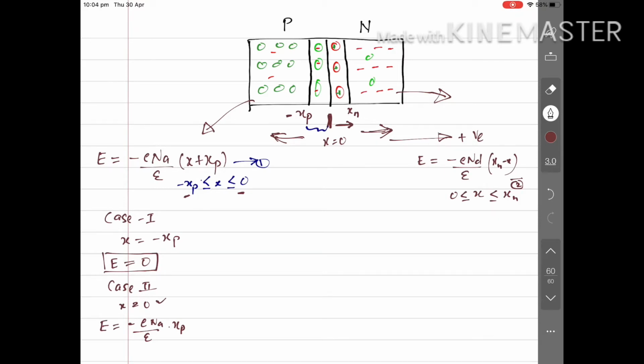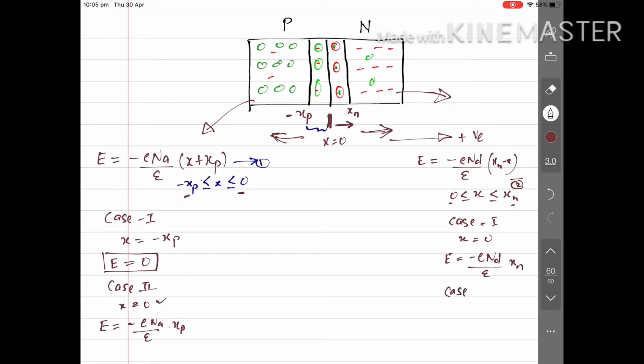Similarly, toward this n side, let me consider case 1. Here I'm going to put x equal to 0 because it tends to 0 to x of n. So when x is equal to 0, the value of E would be minus e N_D over epsilon x of n.